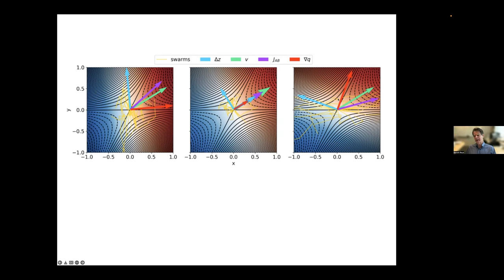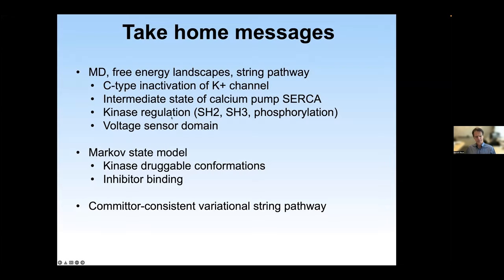emphasized, that's the purple path. You see actually the maximum reactive flux is in the direction of this yellow jagged curve. That is basically the swarm of trajectories. So the reactive flux is in the direction of the swarms, but it's not in the direction of the committor. Only when it's isotropic is it true. Again, here you see the maximum reactive flux is not in the direction of that. So the gradient of the committor is really the way to go about these problems.